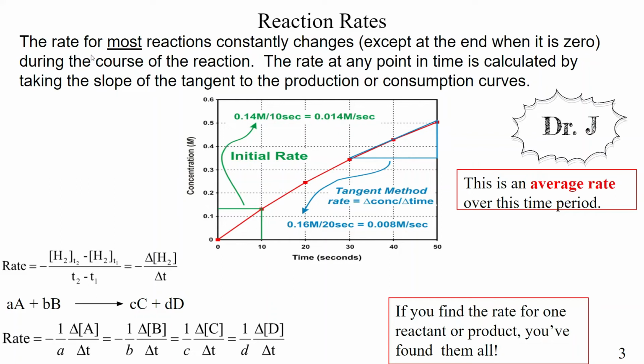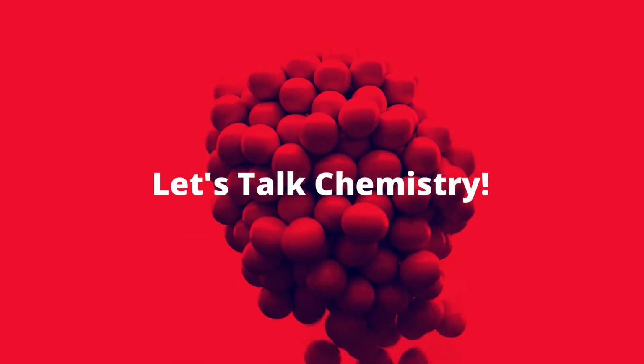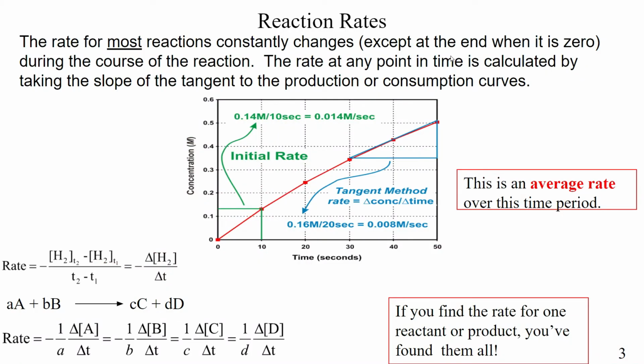Let's look at my point here. The rate for most reactions constantly changes, except at the end when it's 0. That's where we reach that limit. But the rate for most reactions is constantly changing.